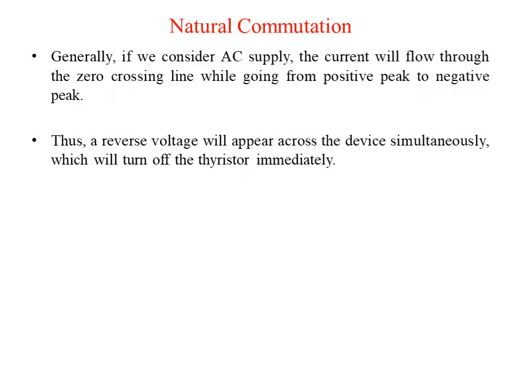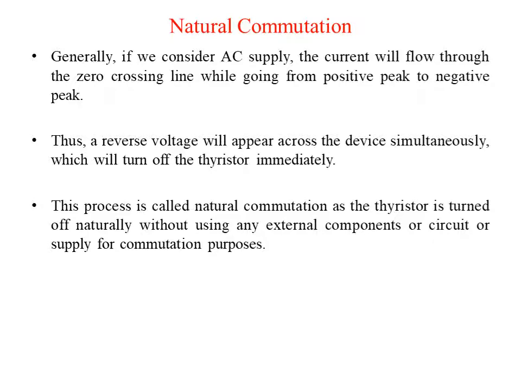Thus, a reverse voltage will appear across the device simultaneously, which will turn off the thyristor. That means when the voltage goes from the positive half cycle to the negative half cycle, during this negative half cycle the negative voltage naturally appears across the thyristor, and thus due to the reverse voltage, the thyristor may be turned off immediately. This process is called natural commutation, as the thyristor is turned off naturally without using any external components, circuit or supply for commutation purposes.